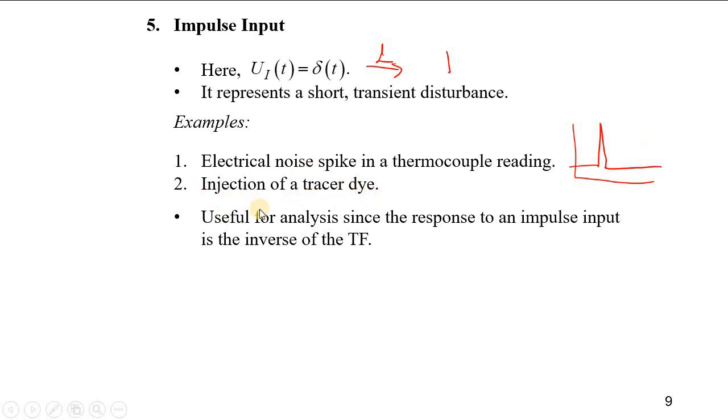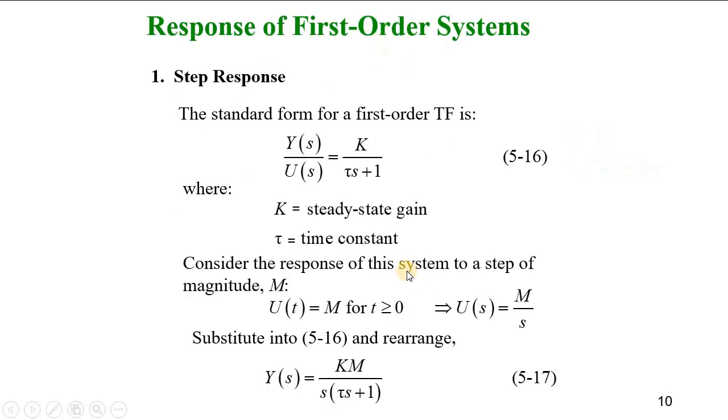Injection of a tracer dye. So you're injecting a tracer dye in a body so that it traces. So this is like an injection to your body, or a tracer dye to any other place. It is there for some time, and then it will leave the body. Okay, so you can track it for some time, and so on. So these are some examples of an impulse input.